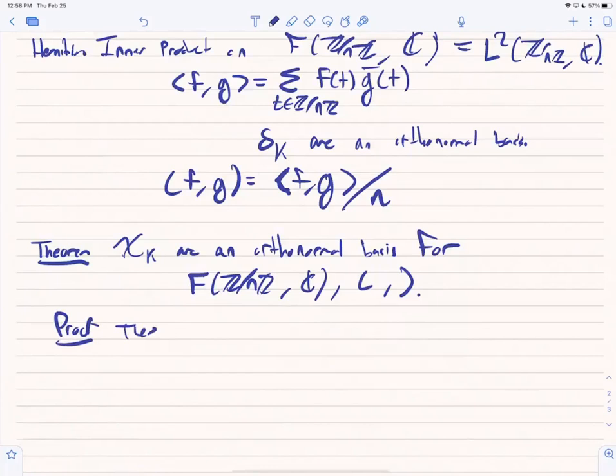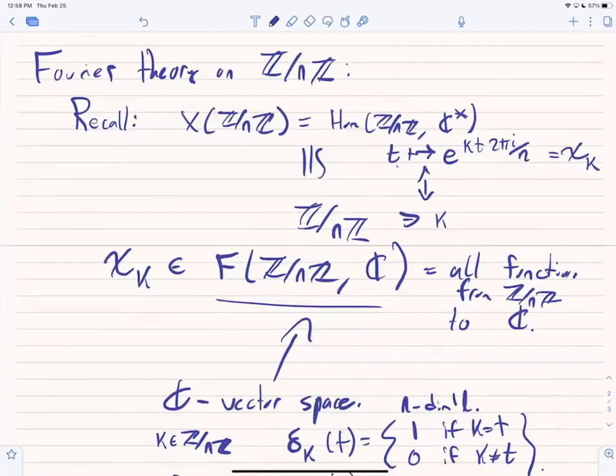There are n things. So there are n functions chi k, these characters that we were writing down earlier. Let me just scroll up to the definition. So chi k was this function that sends t to e to the kt times 2 pi i over n.